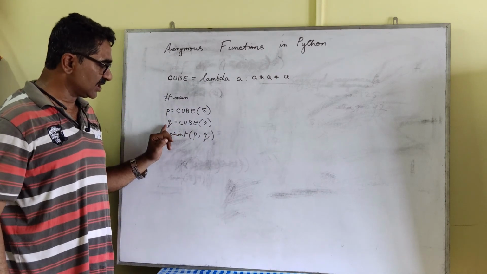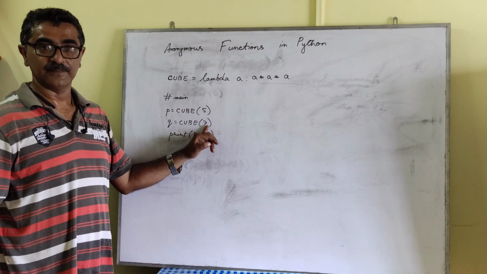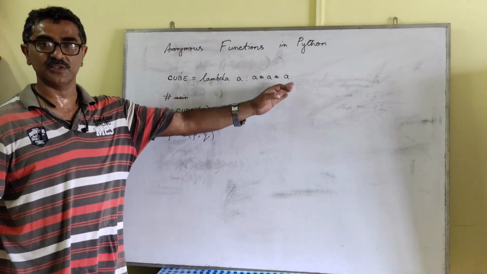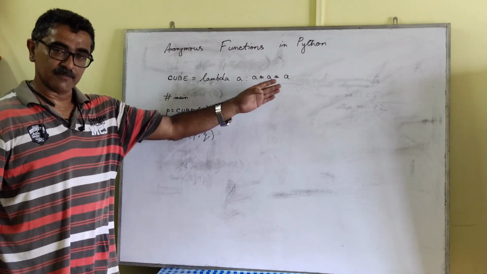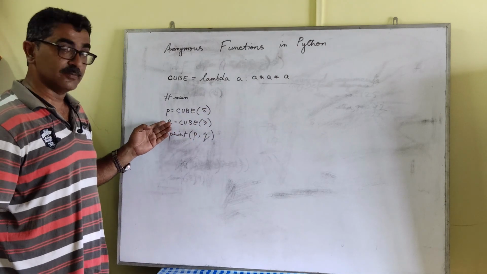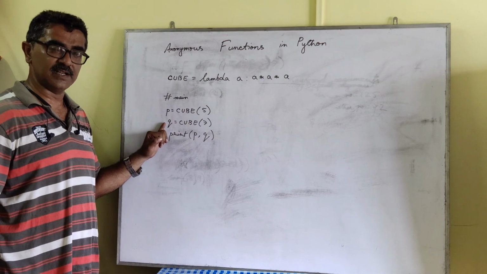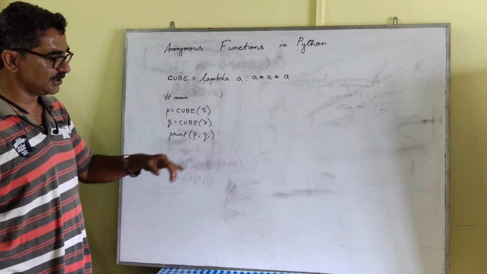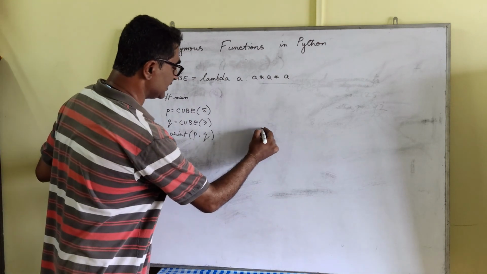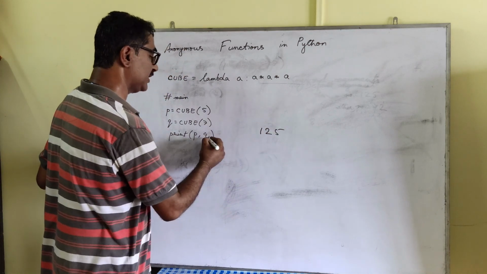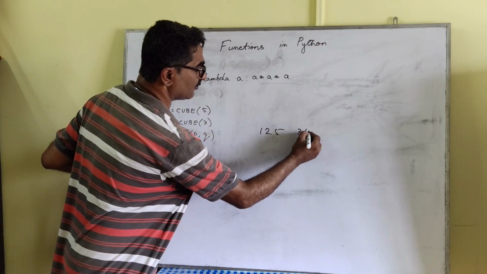Now look at the next definition, Q equal to cube 7. So 7 into 7 into 7 gets multiplied and stored inside variable Q. This time the value 343 gets stored inside the variable Q. So print P and Q. It's going to display 125 for P, and 343 for Q.